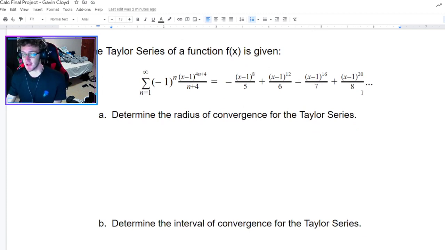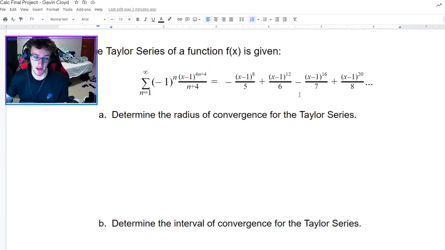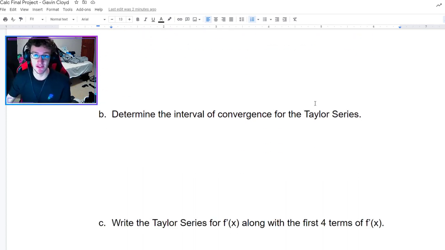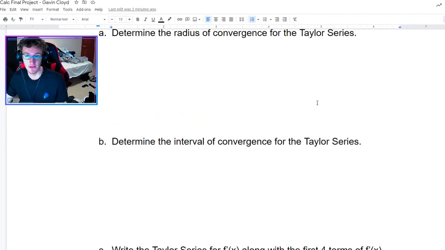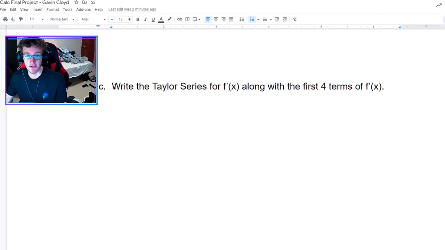On the AP exam, they might ask you to do a couple things like determine the radius of convergence for the Taylor series. And if you're just now seeing this problem for the first time, I recommend you pause, try to figure it out, and then at the end, we'll go through the rubric real fast. Then next, they might ask you to determine the interval of convergence for the Taylor series. That may rely on your first answer. Then after you've done that, you write the Taylor series for f prime of x, along with the first four terms of f prime of x.